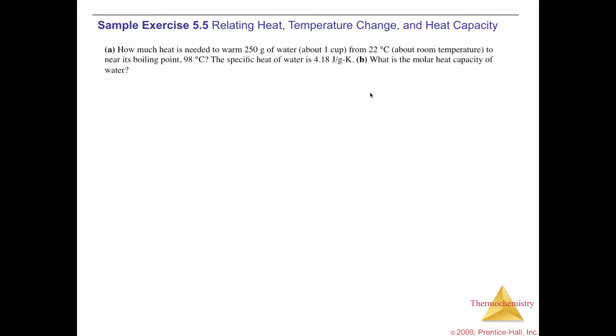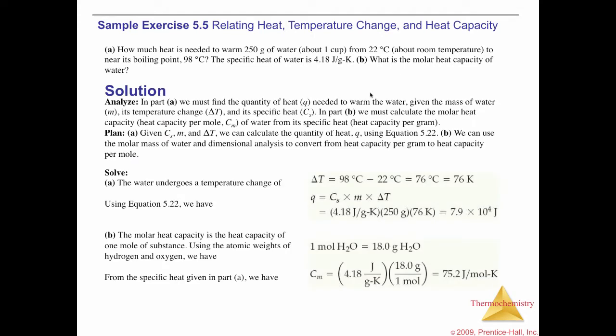Relating heat, temperature change, and heat capacity. How much heat is needed to warm 250 grams of water from 22 degrees to near its boiling point, 98 degrees Celsius? The specific heat of water is 4.18 joules per gram Kelvin. What is the molar heat capacity of water? In Part A, we must find the quantity of heat needed to warm the water, given the mass of the water, its temperature change, and its specific heat. In Part B, we must calculate the molar heat capacity of water from its specific heat.